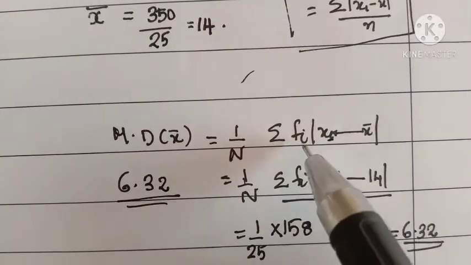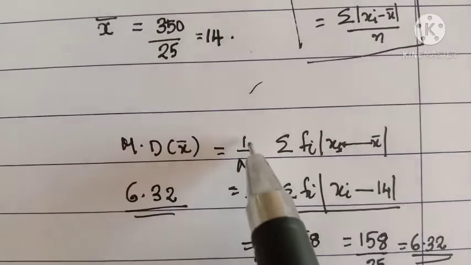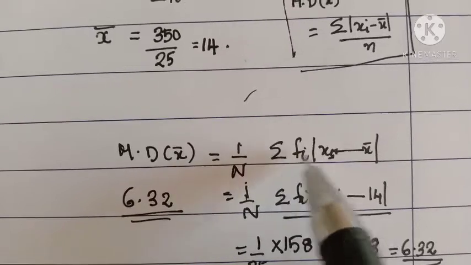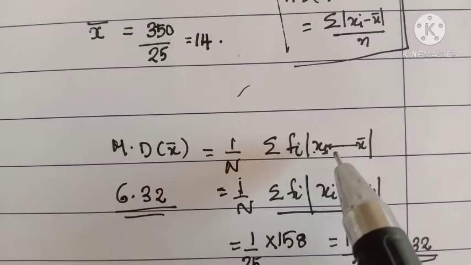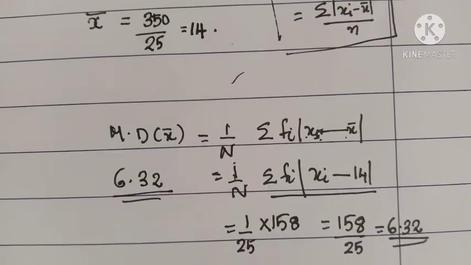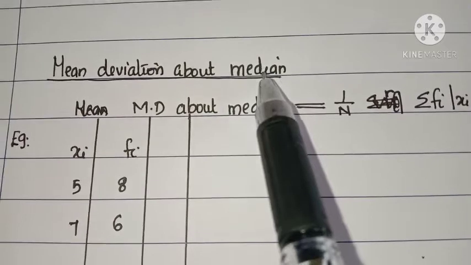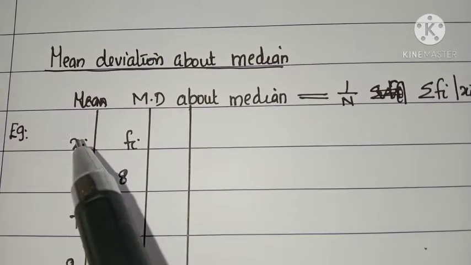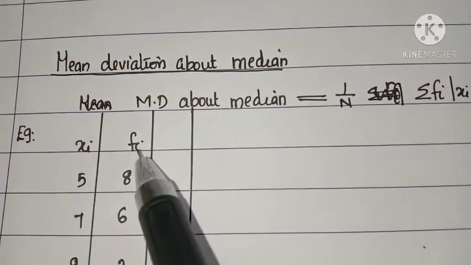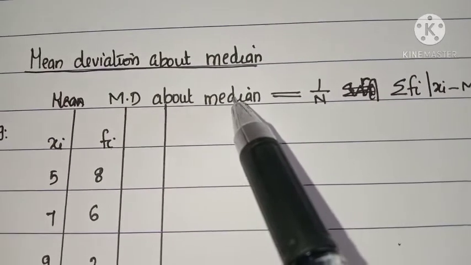So you have to learn the formula by heart. When values and frequencies are given, then mean deviation about mean is obtained by 1 by n into sigma fi mod xi minus x bar. Okay. Next is mean deviation about median. Listen, when values and frequencies are given, then how to find mean deviation about median.